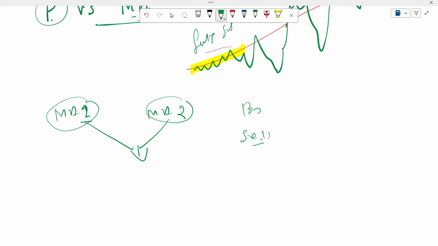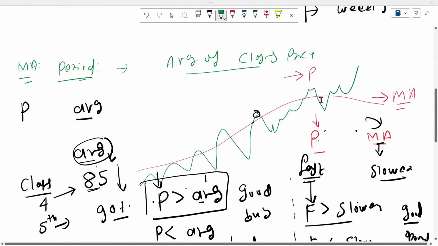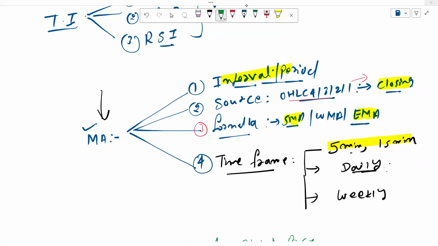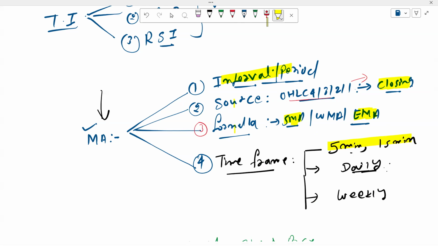So now the point is how we can make the moving average fast. Can anybody tell me? Because this is the moving average, it has only four things: source, formula, time frame, and interval. If I want to make one moving average line fast and another one slow, just to compare, I can change the interval, right? I can also change the source, but the best option is changing the period of a moving average.